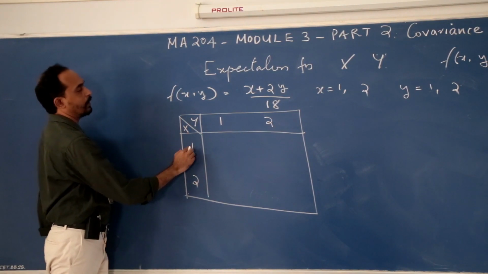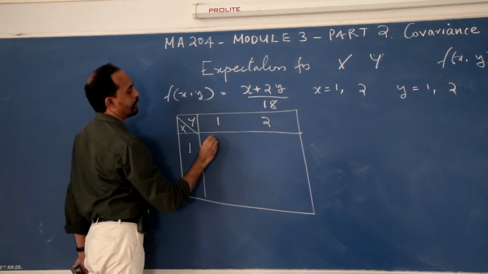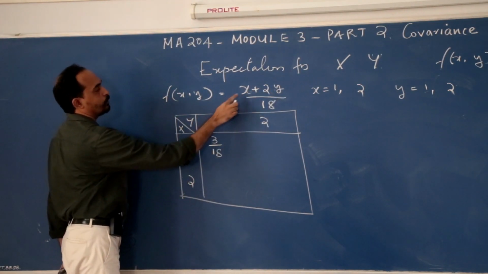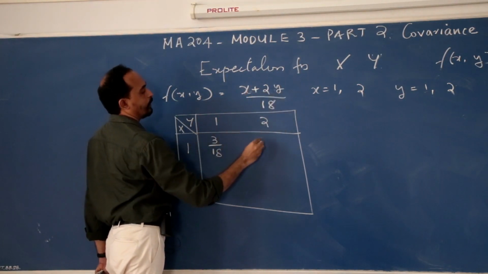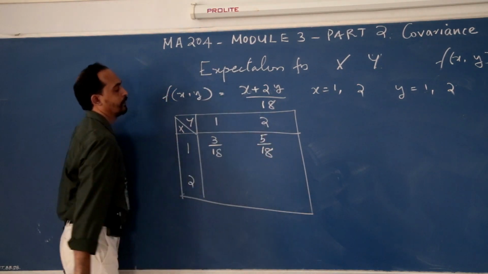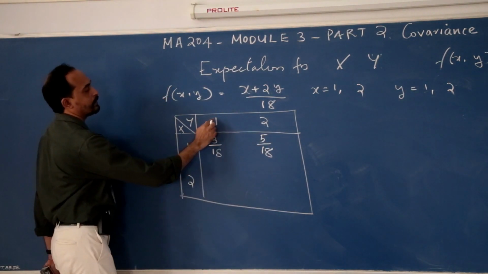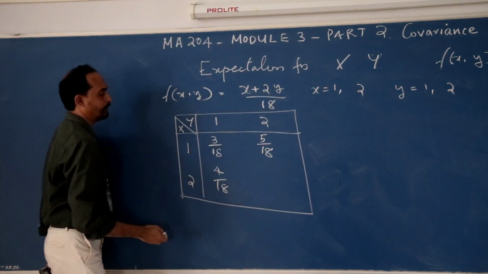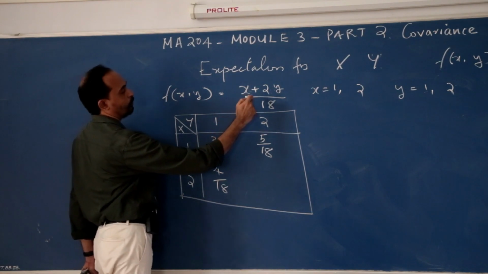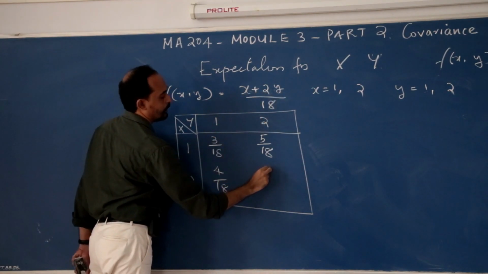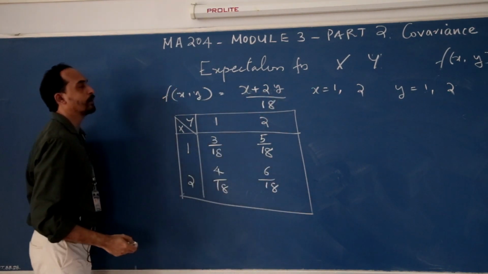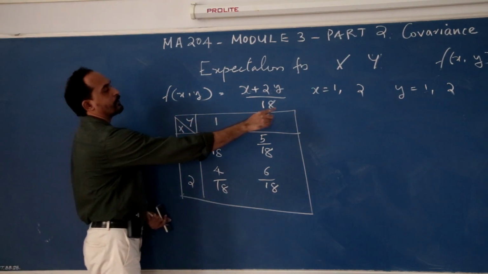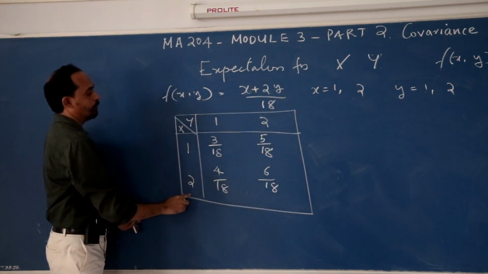When x equal to 1, y equal to 1: 1 plus 2, that is 3 by 18. When x is equal to 1, y is equal to 2: 1 plus 4, that is 5 by 18. When x is equal to 2, y is equal to 1: 2 plus 2, that is 4 by 18. When x is equal to 2, y is equal to 2: 2 plus 4, that is 6 by 18. This is the probability density function of the random variable xy when x and y assume the values 1 and 2.